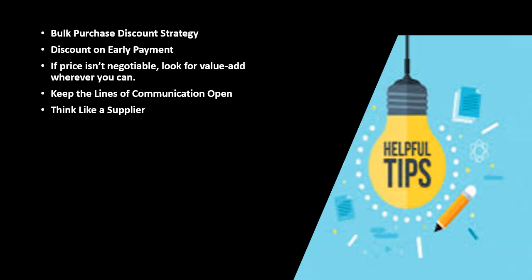If price is not negotiable, look for value added wherever you can. Suppose the vendor does not agree to reduce or optimize prices further, then you can negotiate on after sales and services support. You can take the support, like AMC charges after the 2-year warranty or after the 1-year warranty. If the vendor's AMC charge is 10% of the order value, you can try to negotiate on that part.